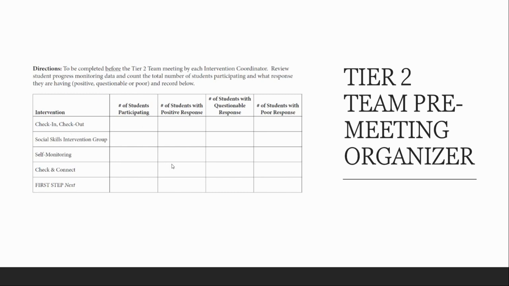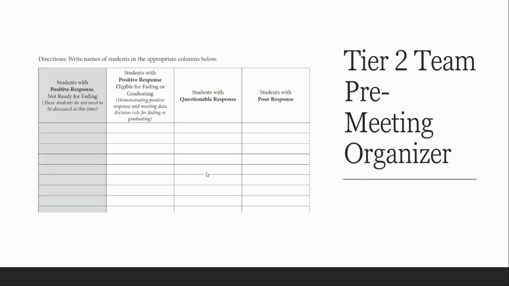That facilitator, that intervention coordinator, is going to look at the data prior to the meeting, and they're going to look at the number of students participating in each intervention, the number of students with a positive response in each intervention, the number of students with a questionable response in each intervention, and then the number of students with a poor response in each intervention. We're just looking at the total numbers of students.